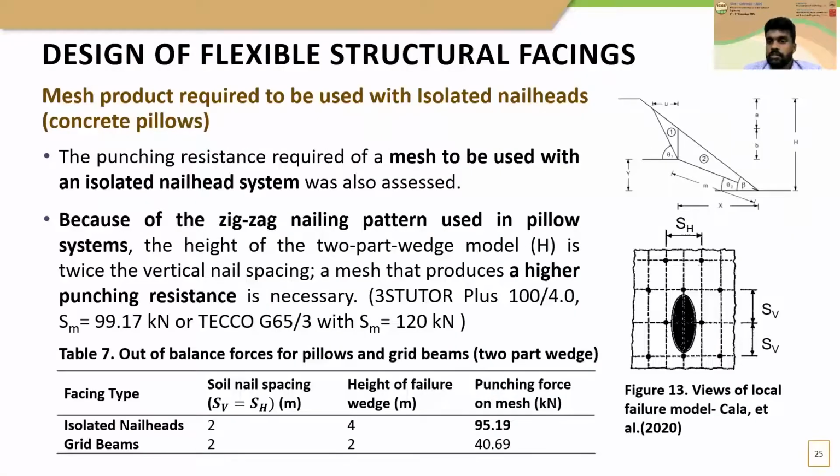Moving on to the design of mesh to be used with pillow nail heads. Because of the zigzag nailing pattern used in pillow systems, the height of the two-part wedge model H becomes twice the vertical nail spacing. Therefore, the force on the mesh from local instabilities will be higher when the pillow facings are used. Accordingly, the out-of-balance force obtained for the same case was 95 kN in the pillows as opposed to the 40 kN obtained in the grid beams. As such, a mesh that provides higher punching shear resistance will be necessary for these applications if pillows are used.